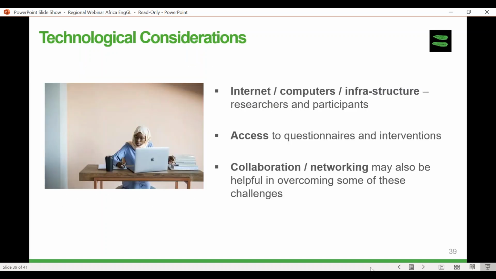Then there are also technical considerations. Unfortunately, research often requires an appropriate infrastructure, access to computers, and internet. This is a difficult barrier to overcome, but once again, collaborations may also assist in this regard. Also consider participants and their access to questionnaires and interventions, as this can sometimes be problematic, especially for athletes that stay in remote areas. Next slide, please.